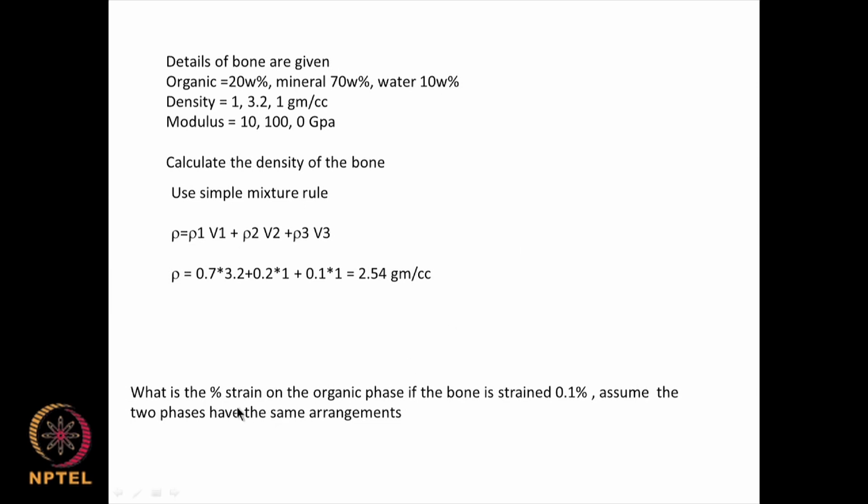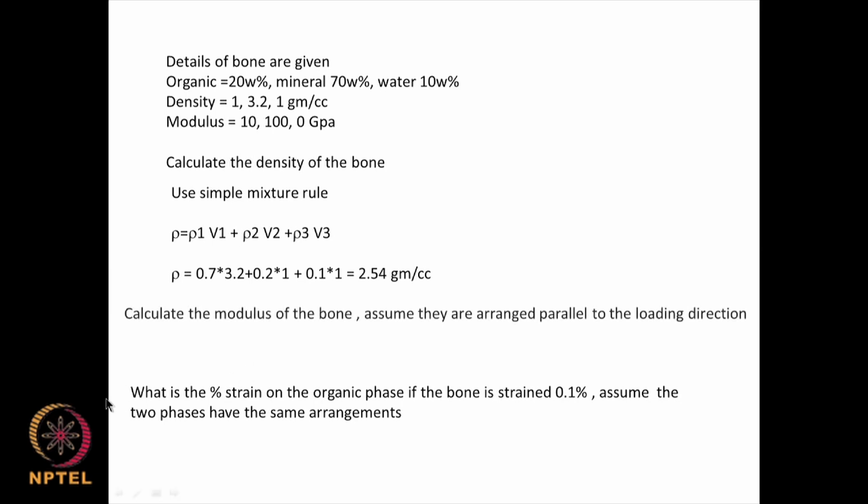Now what is the percentage strain on the organic phase if the bone is strained 0.1%? Assume that the two phases are in the same arrangement. So what is the strain? This strain will get distributed according to their weight. Before that, let us do this.